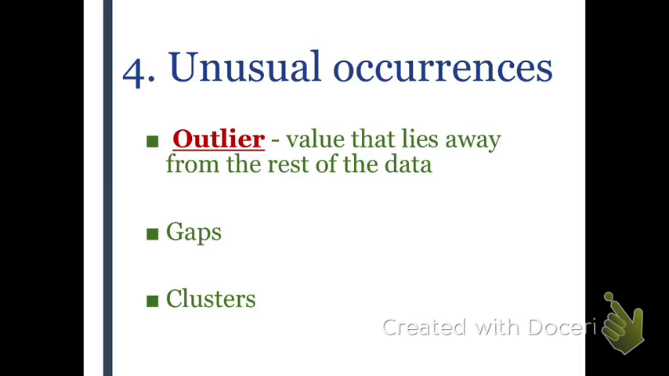Outliers, we don't know how to calculate those mathematically yet. But for now, you can just look at a graph and decide if it has an outlier or not and just comment on that. If there are no outliers, you can either say there are no outliers or you don't have to write a sentence at all. It's up to you.